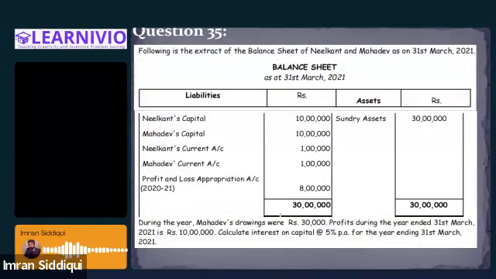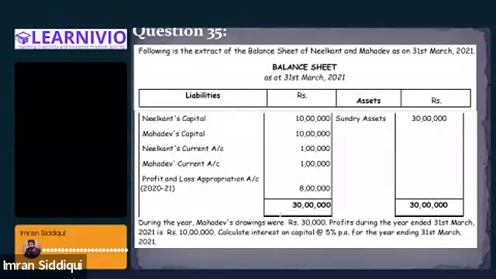So in this case as well, we need to calculate the interest on capital. But interest on capital is to be allowed only on the capital balance, not on the current account balance. We'll calculate the interest on capital on the capital account. So we have to calculate it on the balance of 10 lakh. Is that clear?